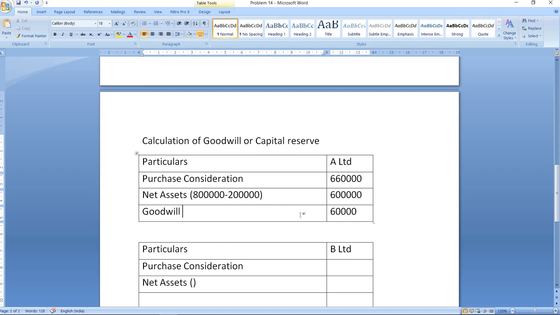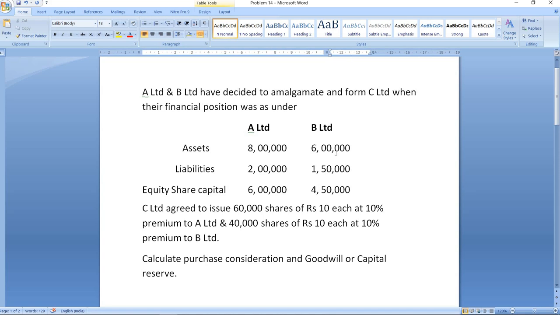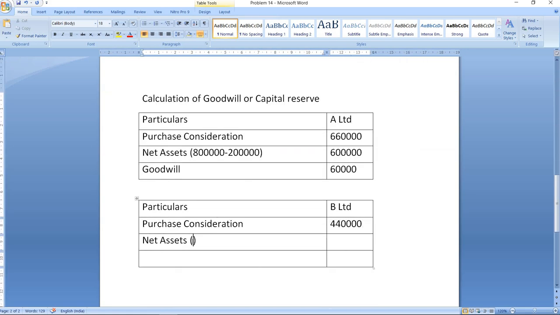Okay. Now let us similarly calculate for B Limited. We have to take purchase consideration. Purchase consideration is 4,40,000 for B Limited. We have to calculate net assets. How you will calculate net assets? From the assets you have to minus liability. So assets are 6 lakhs and liability is 1,50,000. So let us take it here. 6 lakhs minus 1,50,000. So your net assets will be 4,50,000.